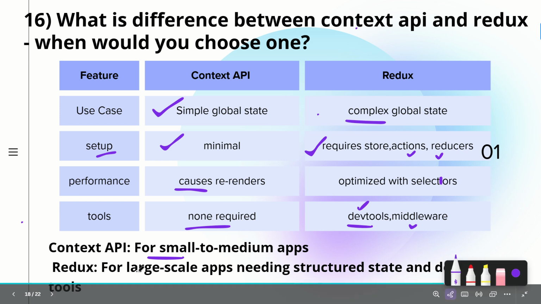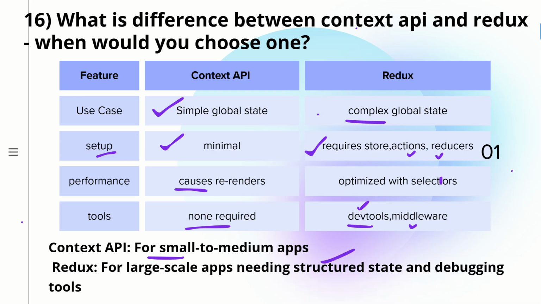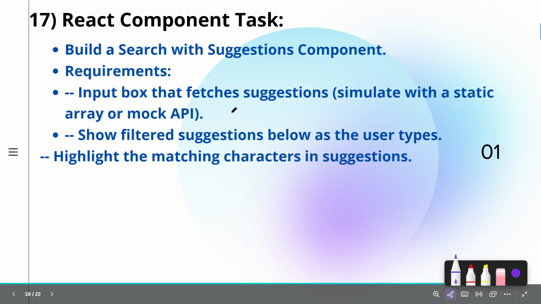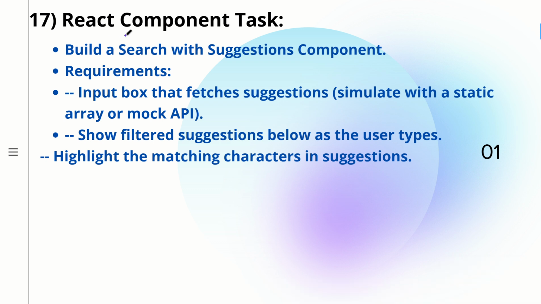But in case you have a large-scale app which requires structured state, for those things you can make use of Redux. For debugging tools also you can make use of Redux. Okay, so this is where you will have to choose between Context API and Redux. If it's a smaller thing, you can make use of Context API. If you want to store a large amount of data coming from your API, then you can make use of Redux.